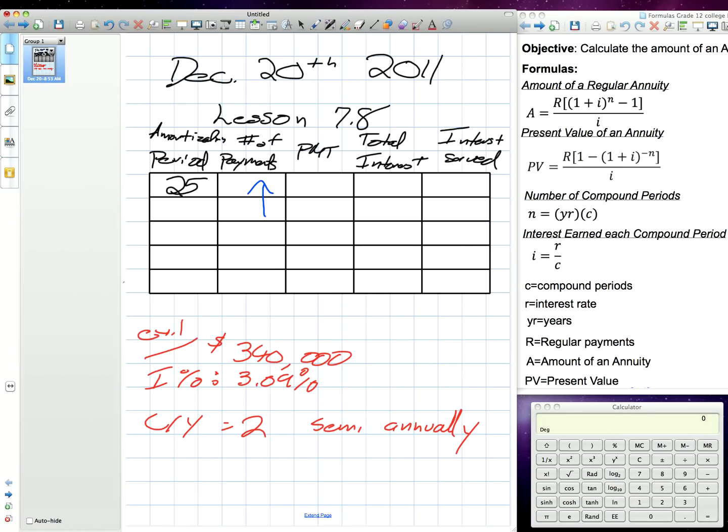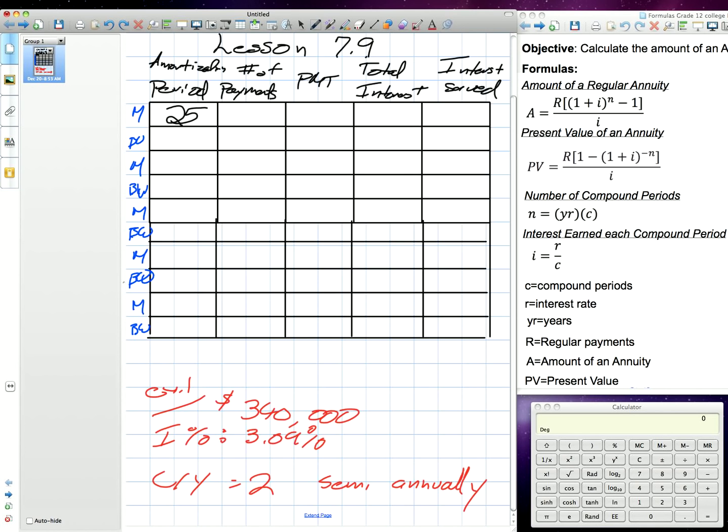We're going to figure out what the number of payments are. Okay? We're going to figure out what the monthly payments are. We're going to figure out the total interest and the interests. So, like I said, we're going to be finding out the differences in interest paid over certain times of a mortgage. So, first one we're going to work with is 25 years.